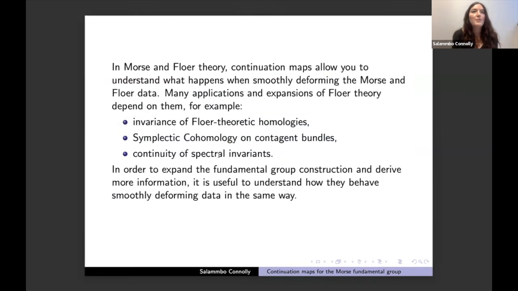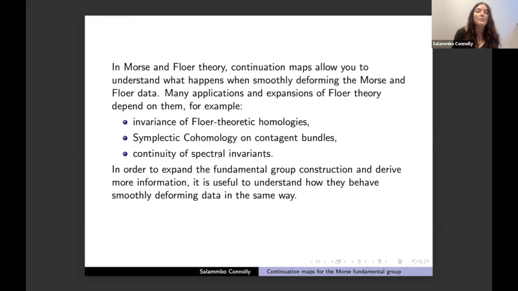And if you want to expand this construction and get more applications or do it in other settings, it would be useful to have continuation maps, which in Floer theory typically are used to see what happens when you smoothly deform the data. They're used to prove invariance, but also to define symplectic cohomology or prove continuity of spectral invariants.